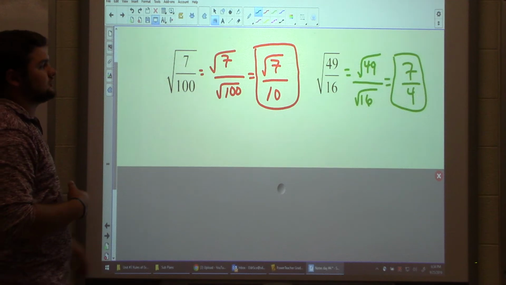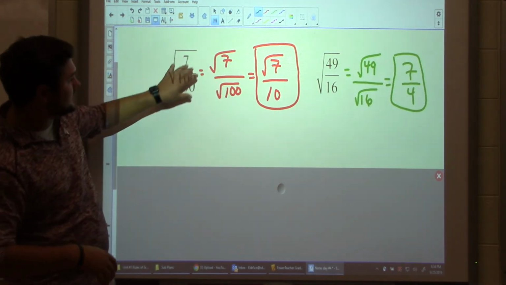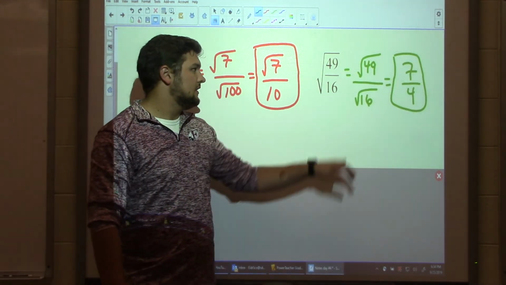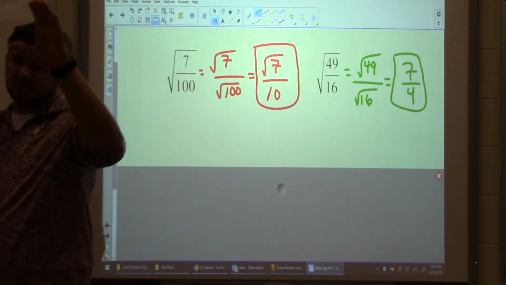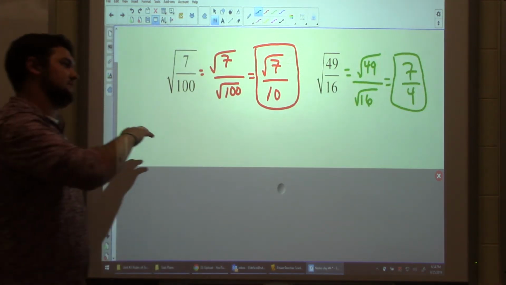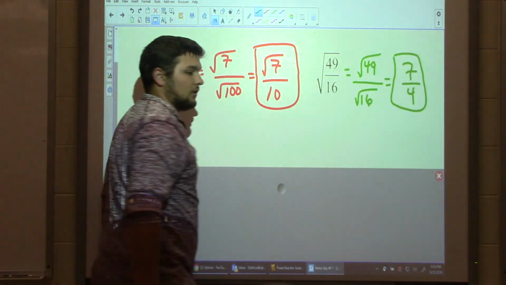Your first two, you should get square root of 7 over 10. Right, break it down in two parts. Square root of 100 is 10. Second one, break it in two parts. Square root of 49 is 7. Square root of 16 is 4. We get 7 over 4.